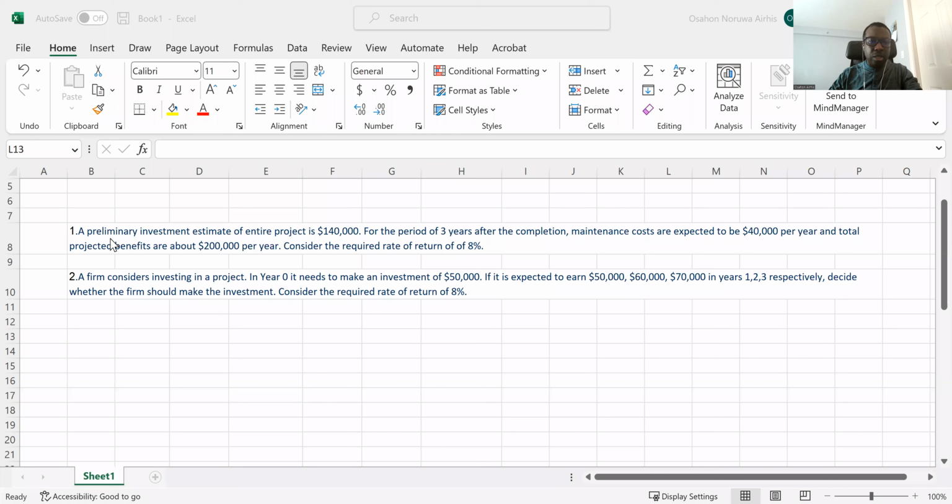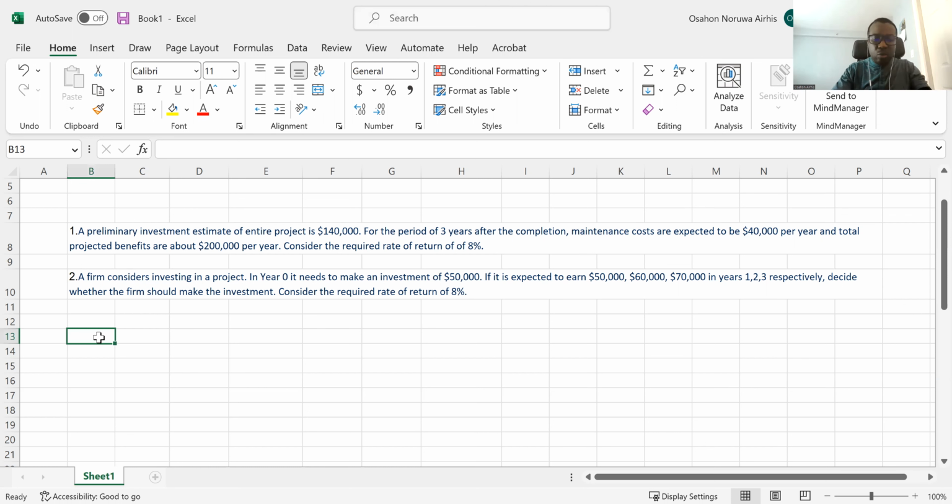So this is the question. Question 1: a preliminary investment estimate of an entire project is 140,000. For the period of 3 years after the completion of the project, maintenance cost is estimated to be 40,000 per year, and the benefit or the savings from this particular deliverable of the project is expected to be 200,000 per year. So we have investment, 0th year. We have other costs, maintenance, that would happen for the first 3 years, 40,000 each. Then we also have savings for the first 3 years as well, of 200,000. So now let's compute the NPV for this.